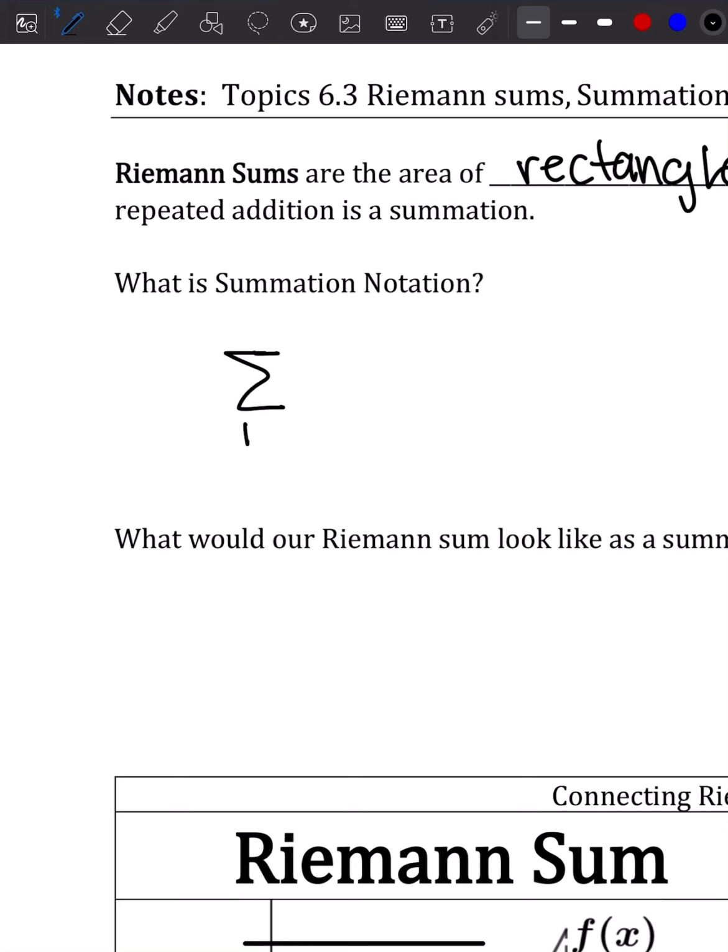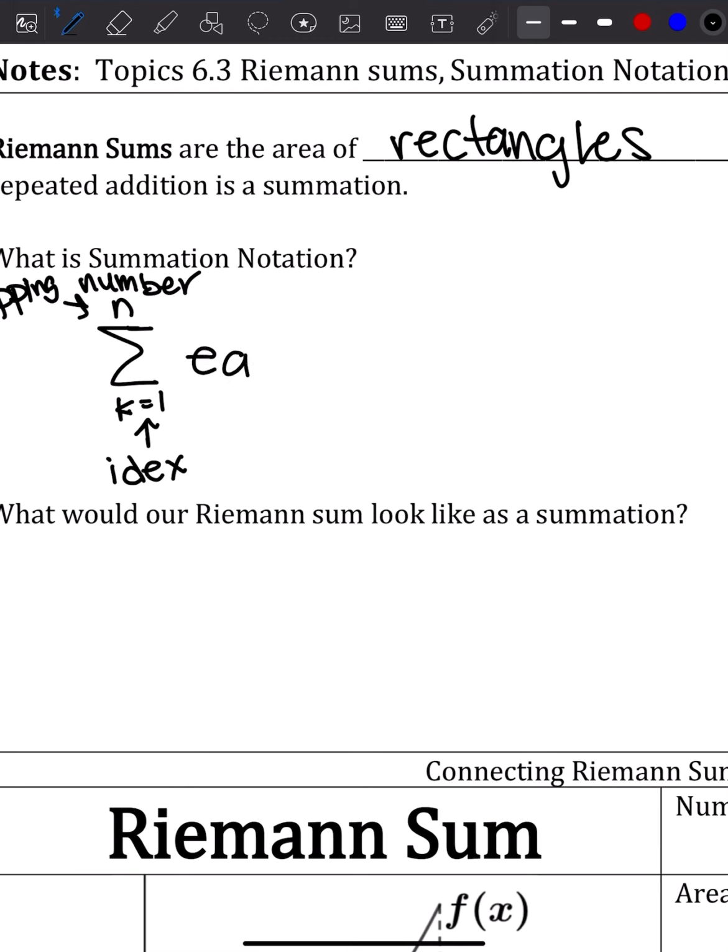We need a variable and a starting place. This is called the index. So a lot of times they go with k equals 1. Sometimes they go with i equals. And then we need a stopping point, which is going to be on the top, which we're going to use n. So once we get to that number, that's when we stop adding the next term. And then we generally have some sort of equation here, and it's going to be in terms of the variable of the index. So in terms of k.